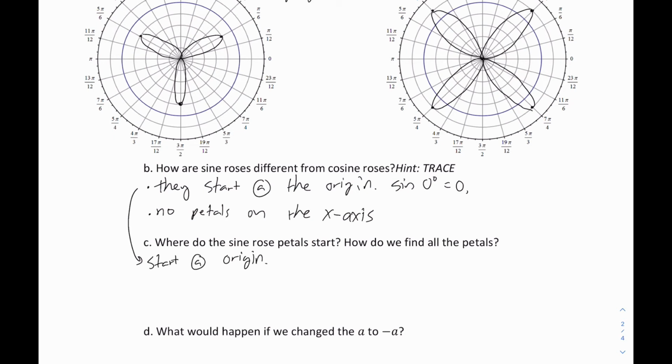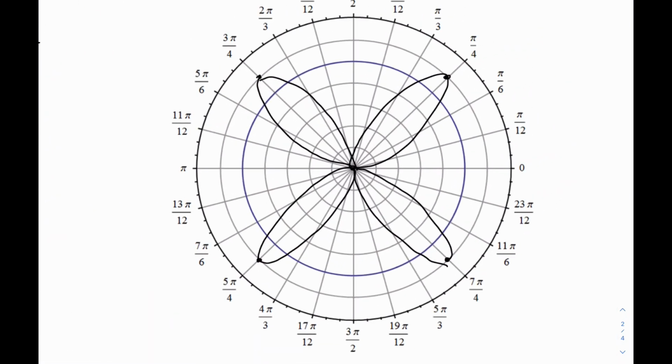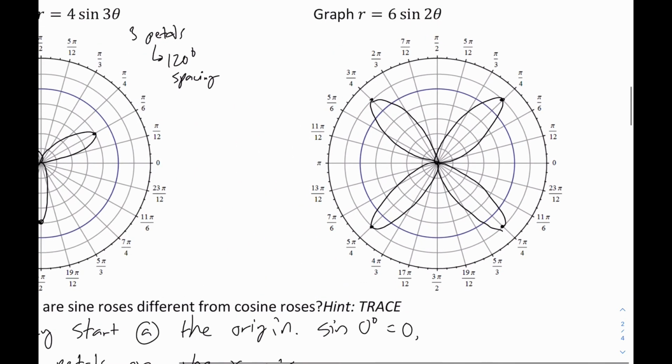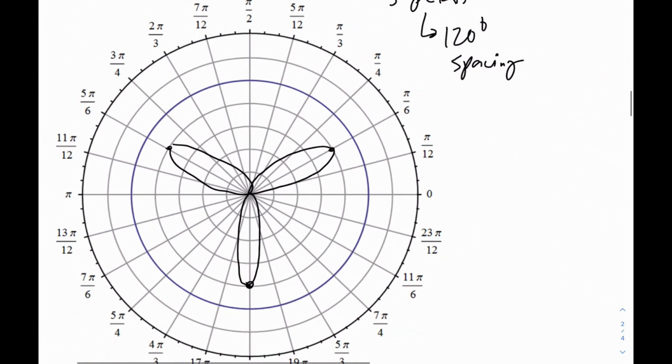And how do you find all the petals? Very similar to last time. We just do 360 over the number of petals is equal to your spacing. But you might have noticed that this one we kind of eyeballed. So how can we really know where it would be? And the trick is going to be to use some basic trigonometry. Or we can even do this one actually. This one might be easy to talk about. The first petal is right here. So right there, there's your first petal.